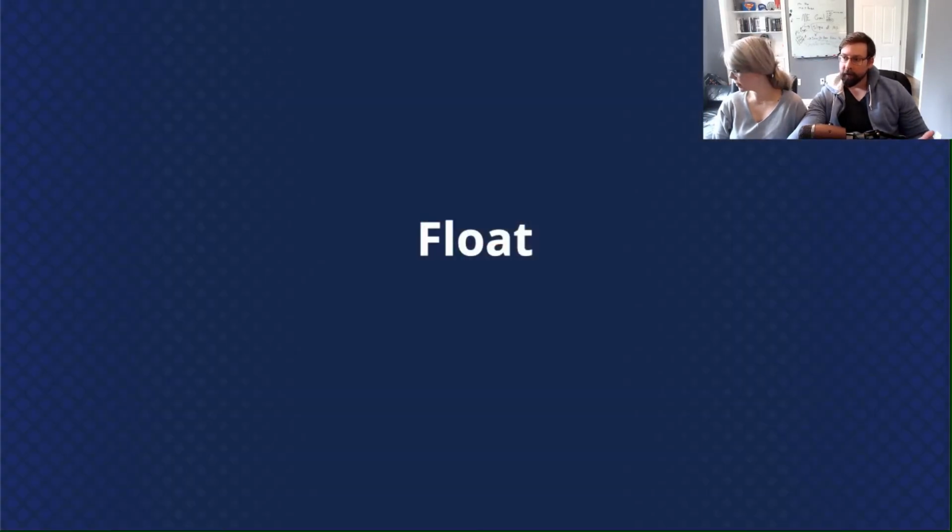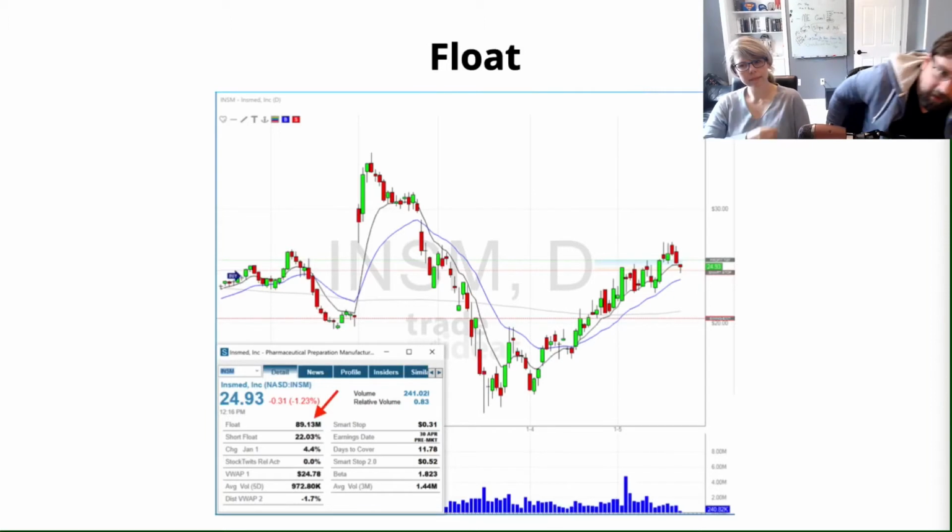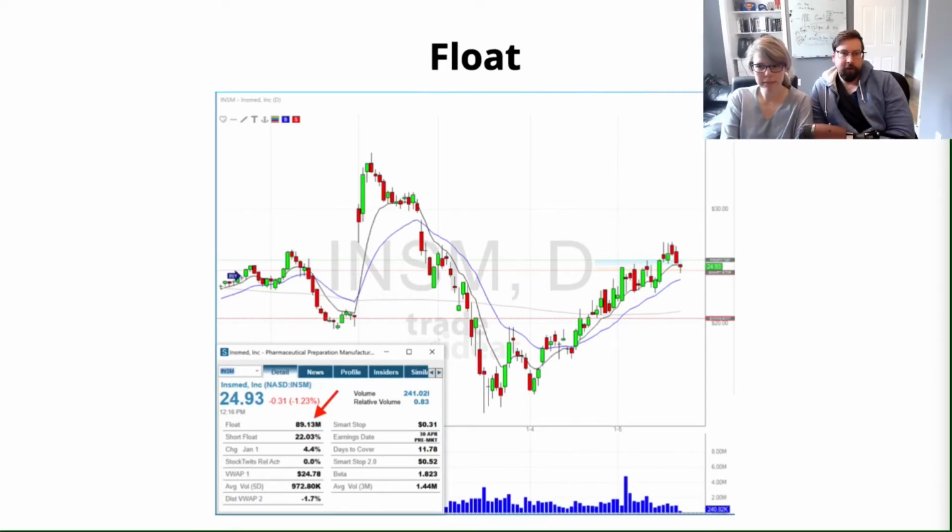Next is float. And this is what we talked about before, which was how many shares are out there. So you can see we have that number as well. So for this INSM, there is 89 million shares in the float, which means that, we talked about what is a stock, and it was basically selling off bits of your company to raise money for it. It means they've split their company into 89 million shares, 89 million bits.